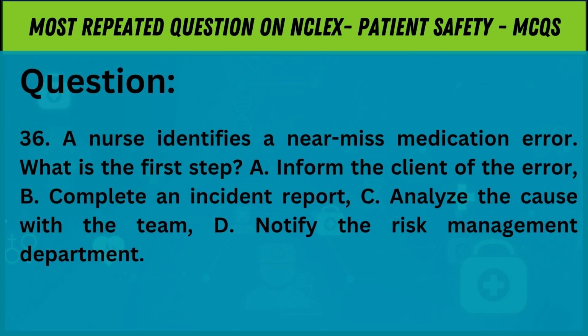36. A nurse identifies a near-miss medication error. What is the first step? A. Inform the client of the error. B. Complete an incident report. C. Analyze the cause with the team. D. Notify the risk management department.